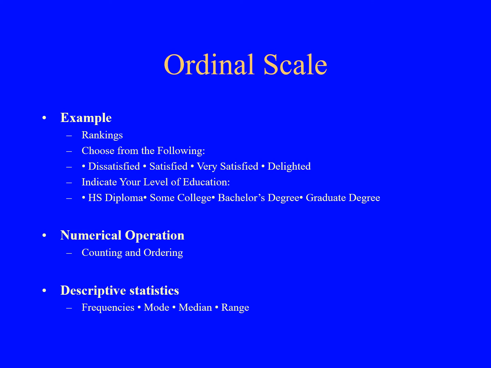Examples of ordinal scale are rankings. Choose from the following, such as dissatisfied, satisfied, very satisfied, delighted. Indicate your level of education: HS diploma, some college, bachelor's degree, graduate degree, etc. The numerical operations that can be used are counting and ordering for the ordinal scale, and the descriptive statistics for ordinal scale are frequencies, mode, median, range, etc.